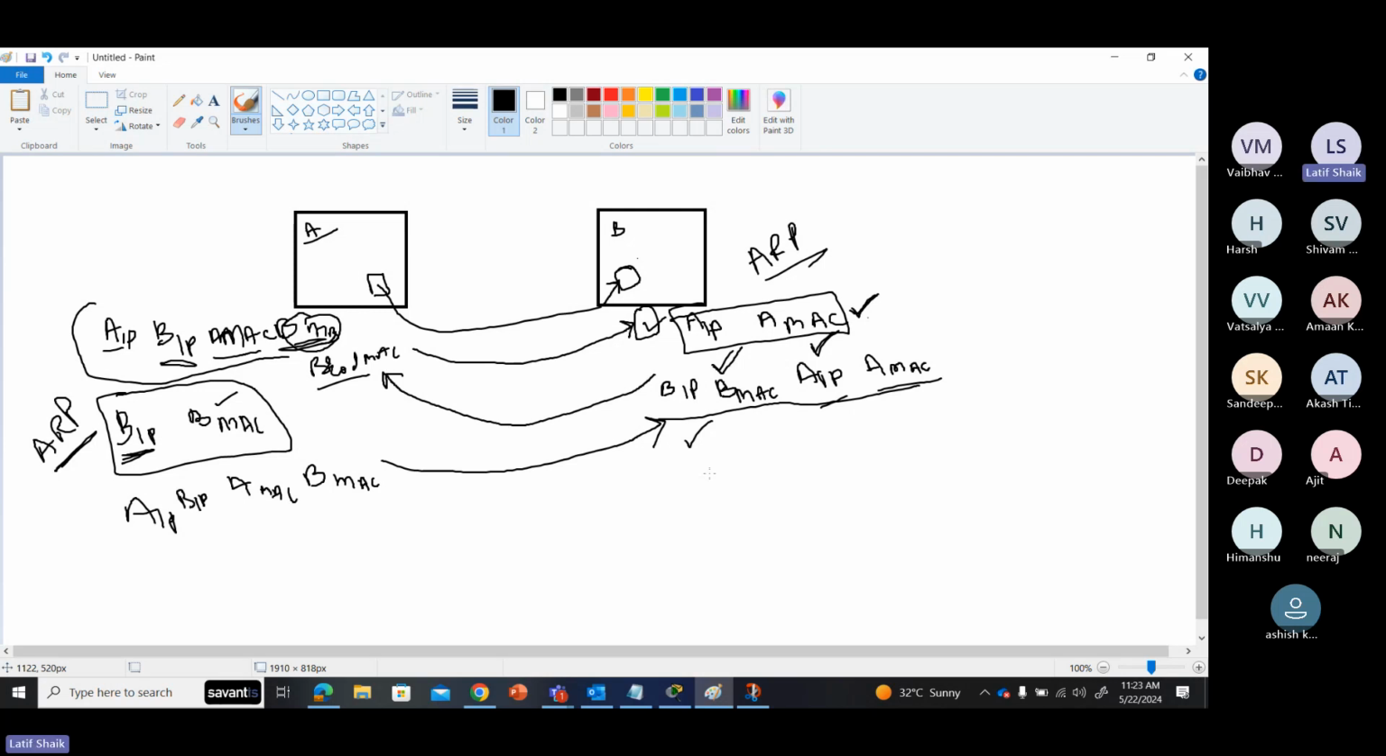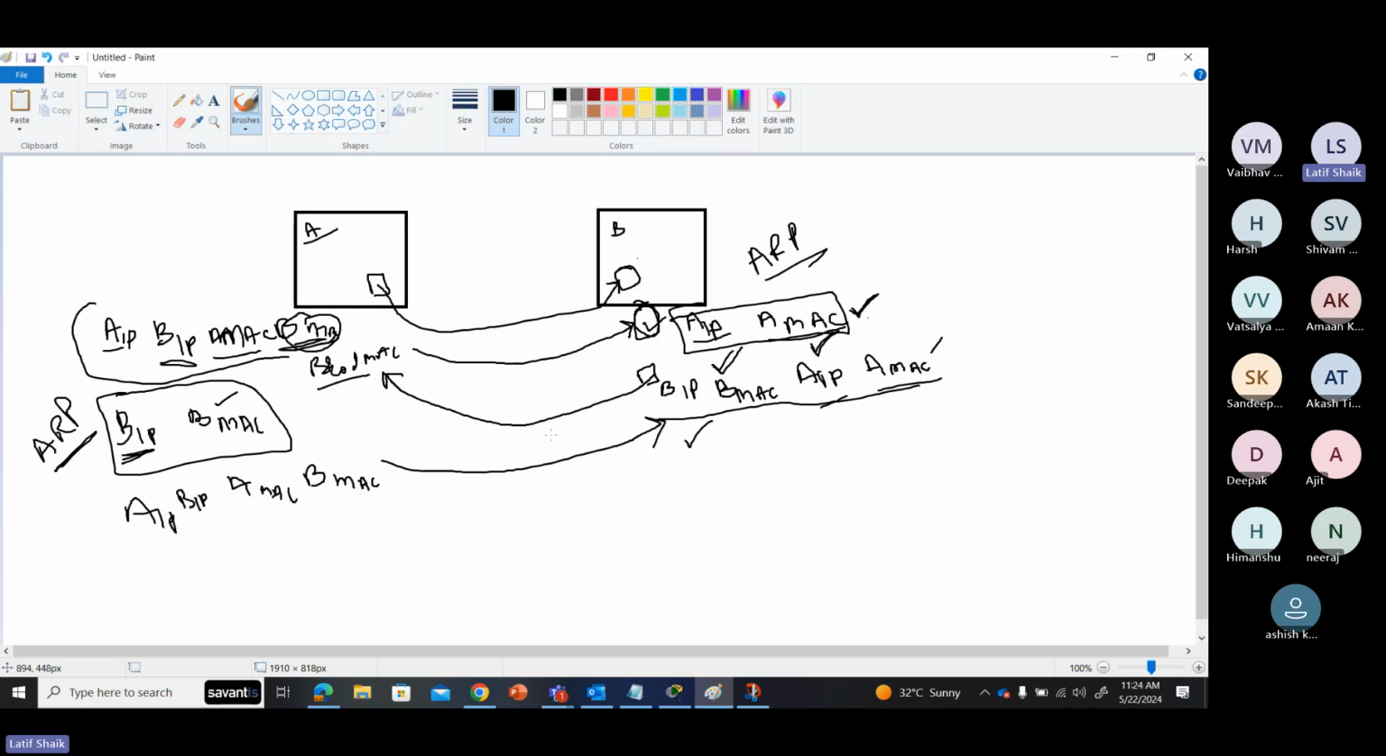Understand, guys, the ARP table. When any system receives a packet from a device, it stores the IP address and MAC address contained in the received packet in its ARP table. So when B received a packet from A, it stored A's IP address and A's MAC address in the ARP table. That's why when it communicates again with A, it's not required to broadcast. It simply knows A's MAC address from the ARP table.